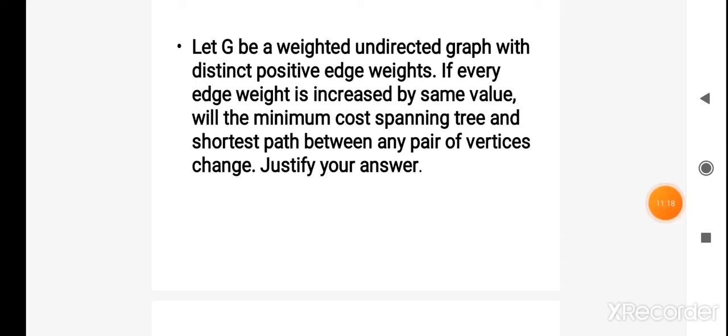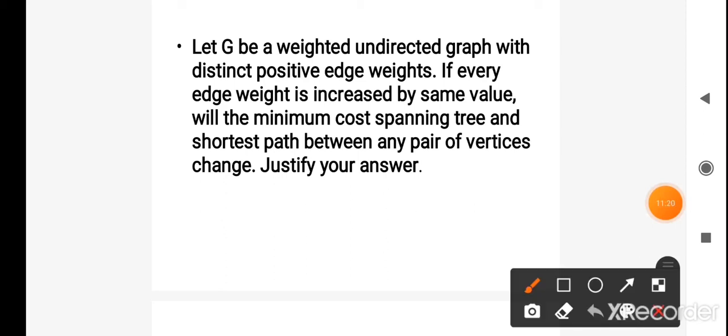So here there is a graph. Suppose G is a graph, then each edge has a positive edge weight. So if we increase the weight by the same value, does the minimum cost spanning tree and the shortest path between any pair of vertices change?